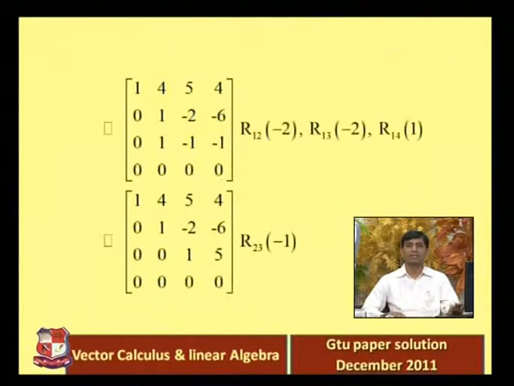So here is the next process. 1 4 5 4, the first row is as it is. We multiply the first row by -2 and add it to the second row, by -2 and add it to the third row, and by 1 and add it to the fourth row. So the second row becomes 0 1 -2 -6, the third row becomes 0 1 -1 -1, and the fourth row becomes 0 0 0 0.